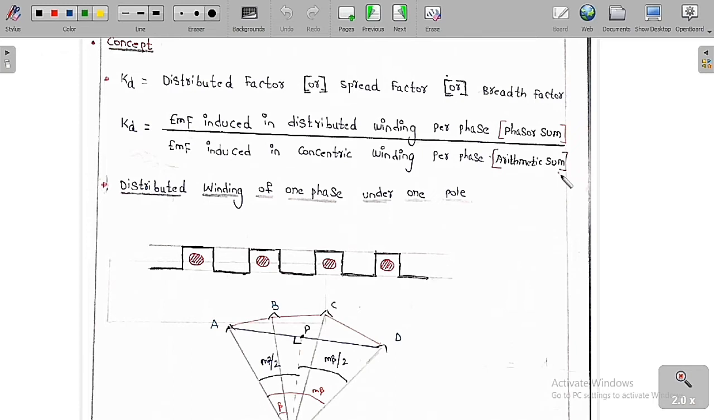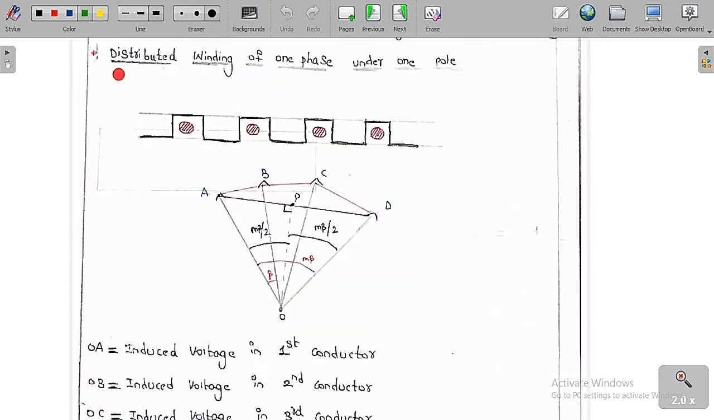KD is the ratio of the EMF which is induced in the distributed winding per phase, which is a vector sum or phasor sum, by the EMF which is induced in the concentric winding per phase, which is an arithmetic sum. So this ratio is always lesser than 1, because the EMF which is induced in the concentric winding per phase is always greater than the EMF which is induced in the distributed winding per phase. Let me explain this important concept here.